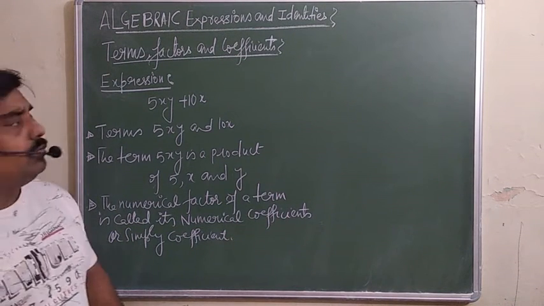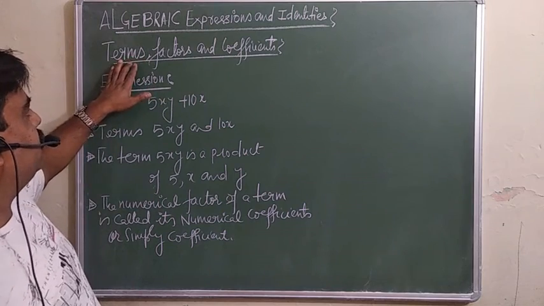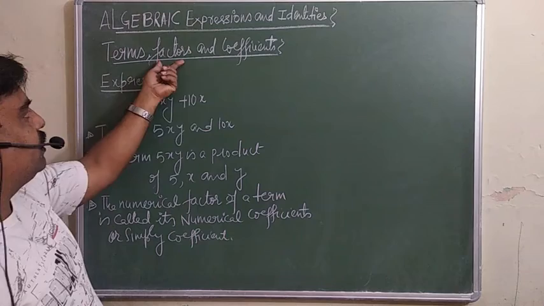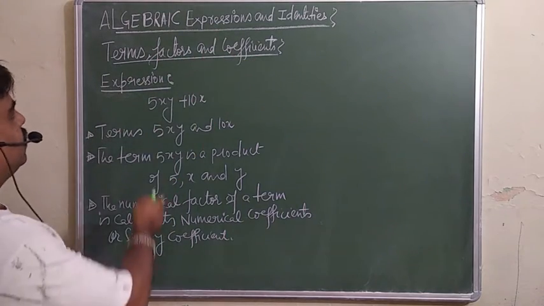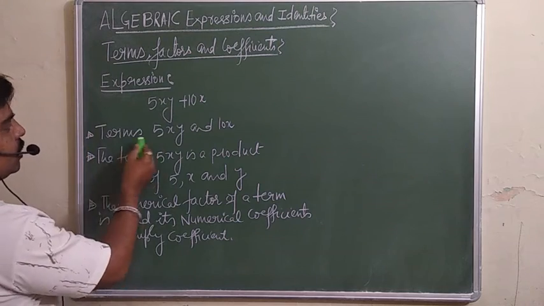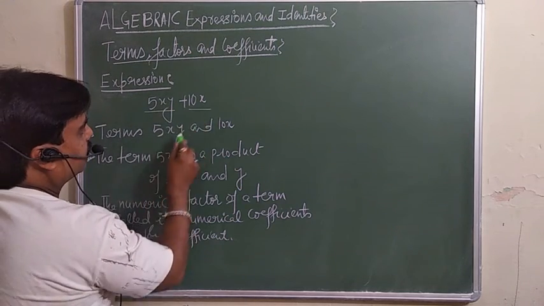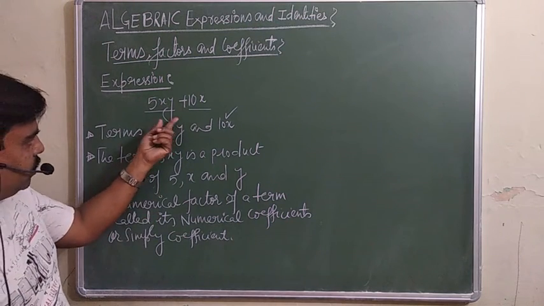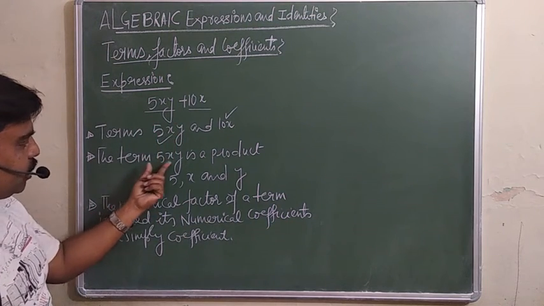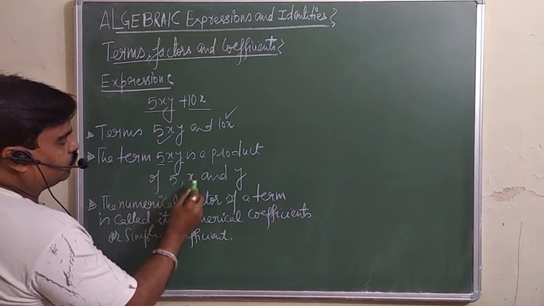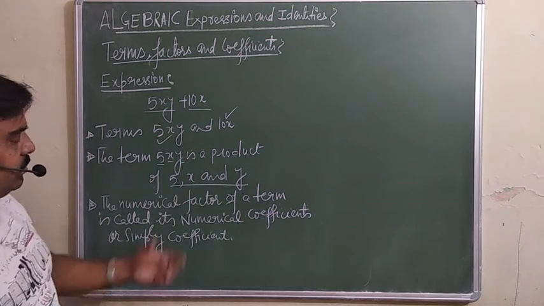Now we will discuss the terms, factors, and the coefficient. What terms are, what factors are, and the coefficient. Like this expression is given: 5xy plus 10x. So these are the two terms. First term, second term. If we take the term 5xy, this is the product of 5, x and y. So these are the factors.